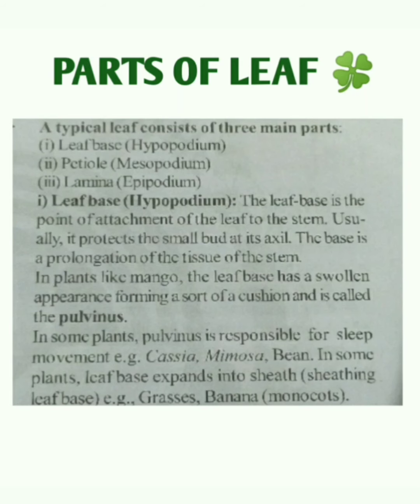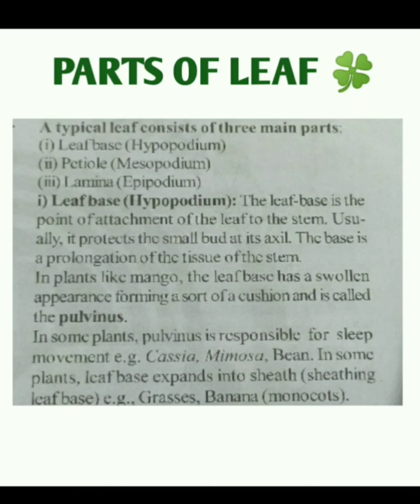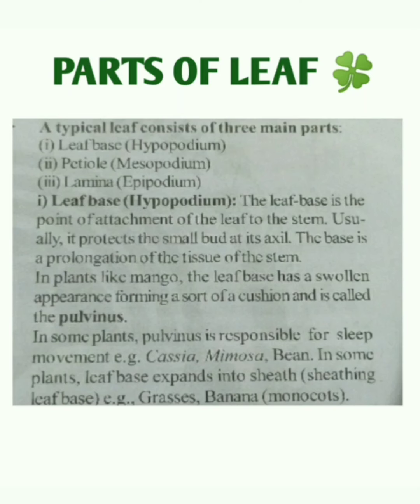The leaf base is a prolongation of the tissue of the stem. So, from where does this particular leaf base arise? A certain region of the stem is getting elongated and forming as leaf base. In plants like mango, the leaf base has a swollen appearance. In mango, the leaf has a swollen base, forming a sort of cushion, and it is called as pulvinous. Try to remember this word, pulvinous.